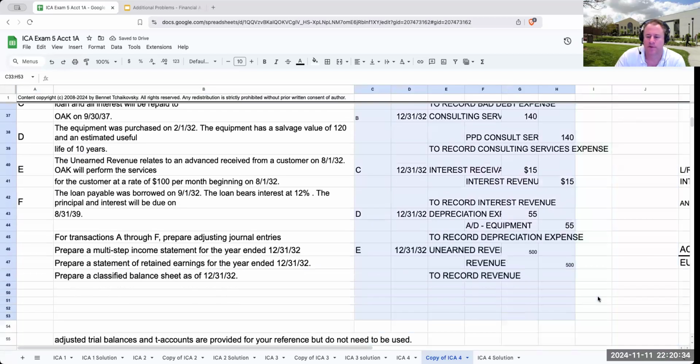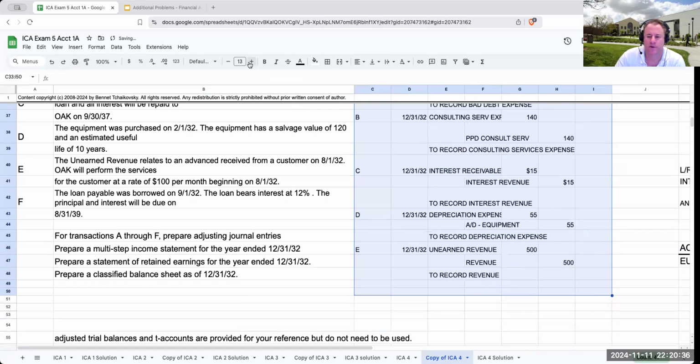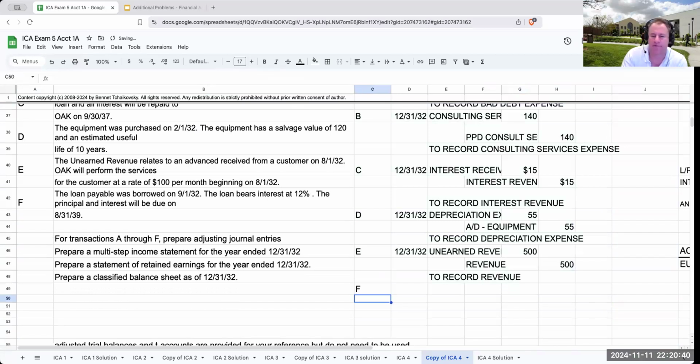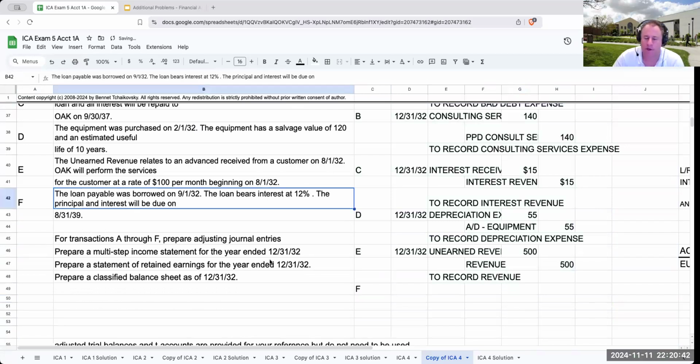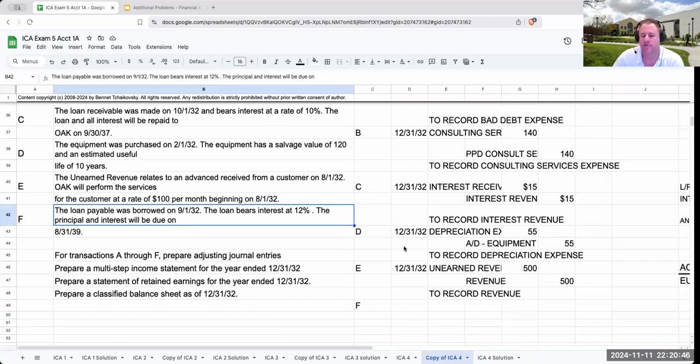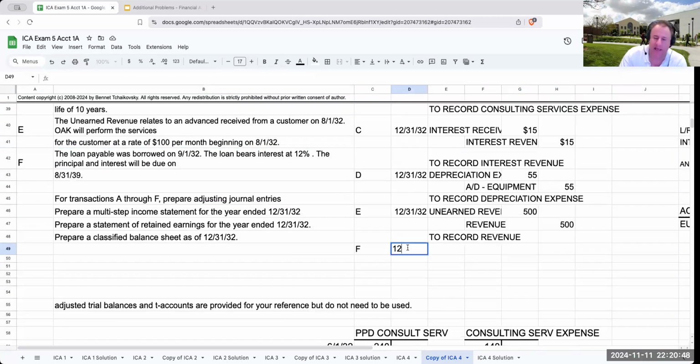And let's make this a little bit bigger for those that are blind and who can now see. Okay. So for letter F, I'm borrowing money, but loan payable was borrowed on 9/1/32. When I have a loan payable, the adjusting entry is always going to be debiting interest expense to show the use of the money, crediting loan payable.